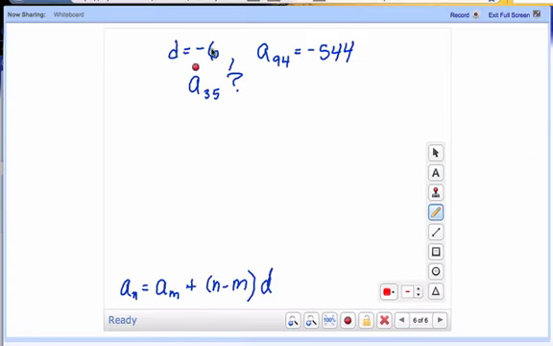So then we're just going to plug this information into this formula down here. A sub 35 is what we're looking for. We set that equal to A sub m. That's the value we know already, which is A sub 94. I'm going to write that in this time. Plus, okay, this is your n value. 35 is n, and 94 is m. So 35 minus 94, and we're going to times that by our difference, -6.